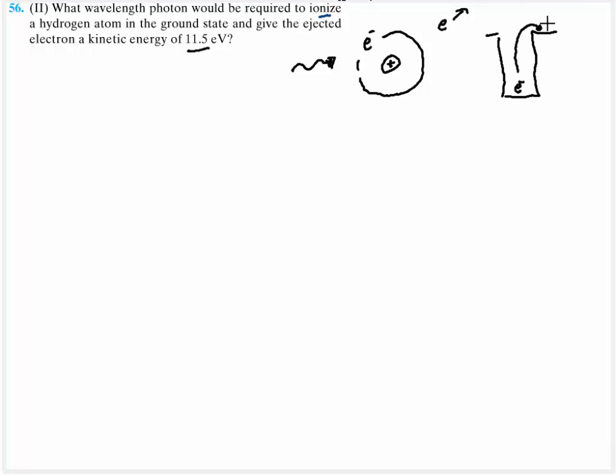Now we're also going to give it some kinetic energy, and so what we're going to say is that the energy of the photon is related to its frequency, which is related to its wavelength, so hc divided by lambda. We've simply said that frequency is the speed of light divided by wavelength. That's going to be equal to, first, the energy to ionize, the energy to knock that electron out of the well, plus any kinetic energy that the electron's going to have. So here it has some kinetic energy.